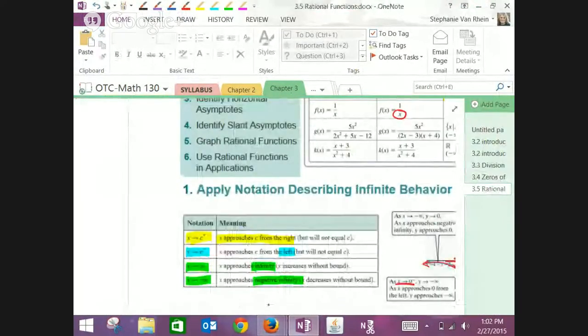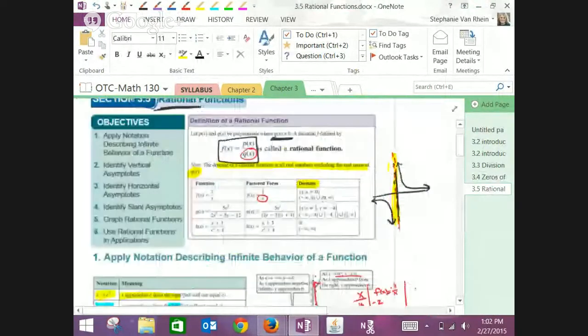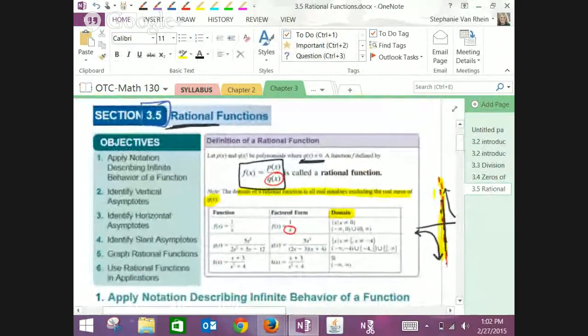So 3.5. I recorded the lecture over 3.5 and posted that to Blackboard. If you haven't had a chance to watch it, you should watch it. Some of the highlights was being able to graph a rational expression.